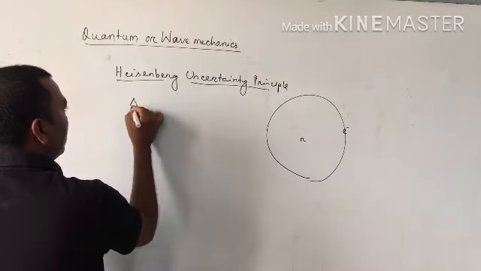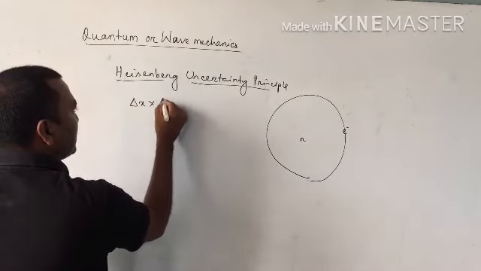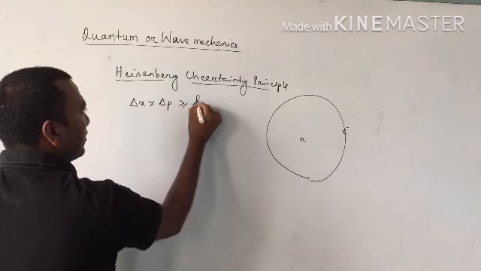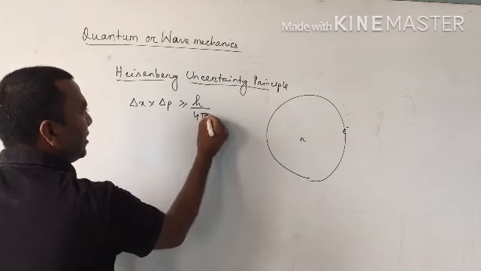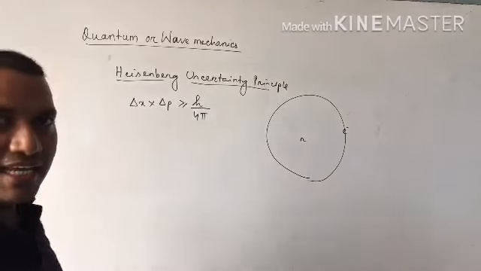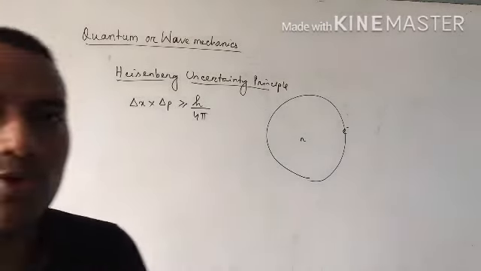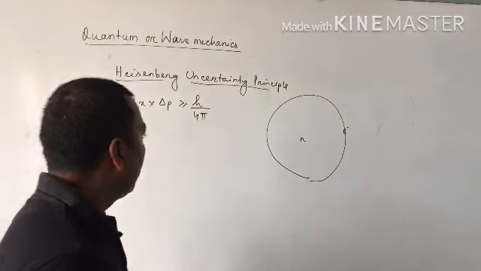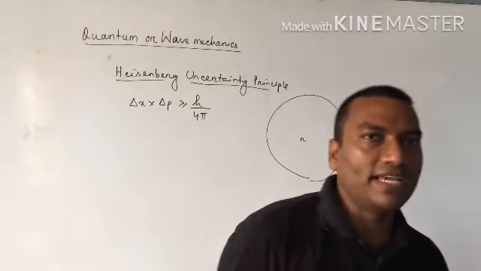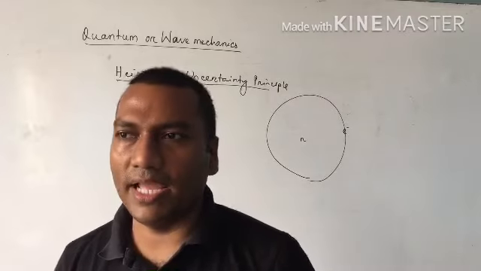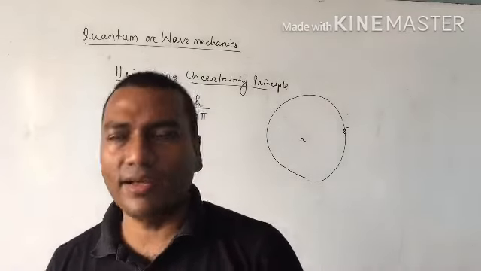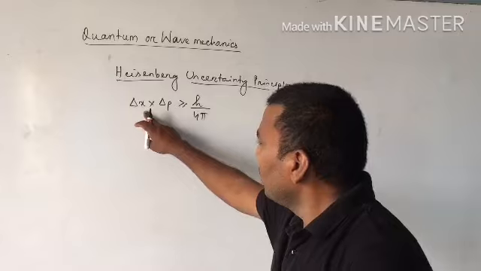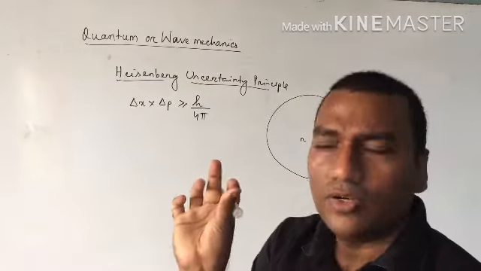So what is the mathematical relation? He gave the mathematical relation del x into delta p greater than or equal to h by 4 pi. What is del x? Uncertainty in position. What is del p? Uncertainty in momentum. Okay, h is Planck's constant, and 4 and pi are numbers and constants. Clear now? So, what is del x?